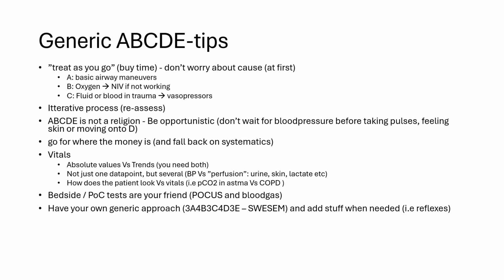Have your own generic approach, as I said, like the Swissum has the 3-4-3-4-3, and you can always add stuff when needed. So, for instance, if you have your patient who has infection and is unconscious or obtunded, then you will check your neck stiffness. In your toxicology patient, you will check reflexes, because they might have hyperreflexia or hyporeflexia, increased tone, or clonus, as in serotonergic syndrome, and so on and so forth, right?